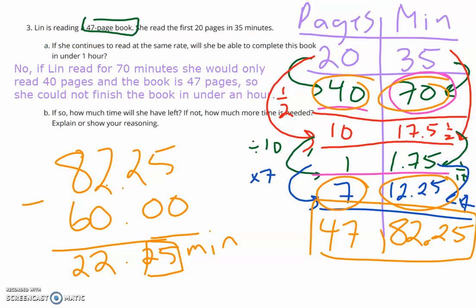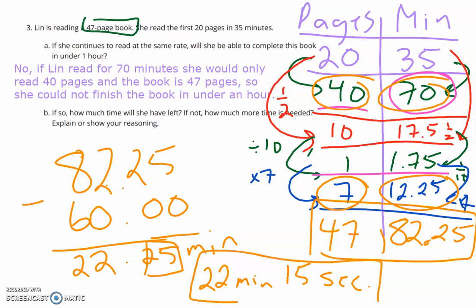0.25 minutes is 1/4 of a minute, which means it would be 22 minutes and 15 seconds. That's how much more time is needed. Holy smokes, if you stuck with me, really appreciate it.